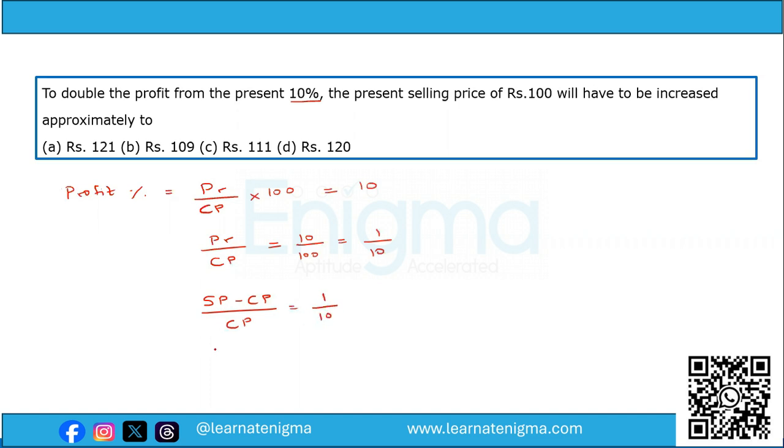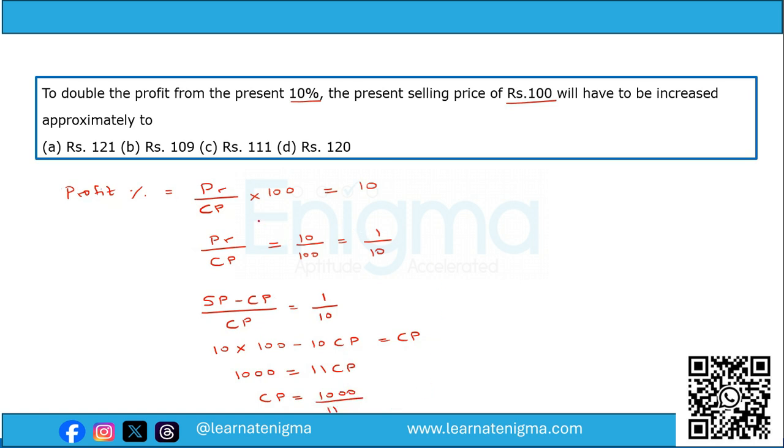If we cross multiply, we have here 10 multiplied by selling price. Now selling price is also given to us, that is 100, minus 10 into cost price is equal to cost price. So we have here 1000 is equal to 11 into cost price. So cost price is 1000 upon 11.